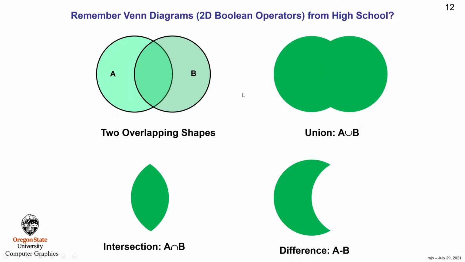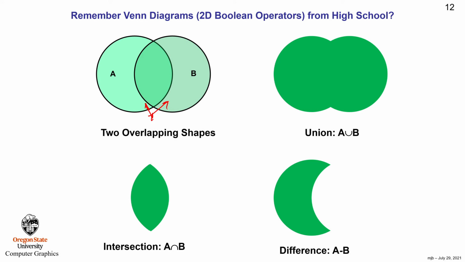Oh, do you remember Venn diagrams from high school? That's probably what you called them. They are really 2D Boolean operations. That's not what we called them in high school, I remember. But they really were for describing sets and set theory. And in Venn diagrams, you had two overlapping shapes. Let's call them A and B.